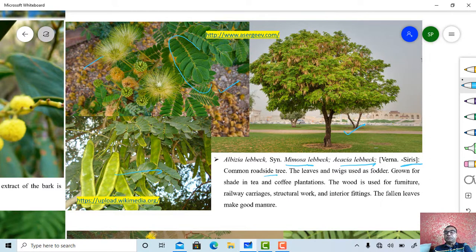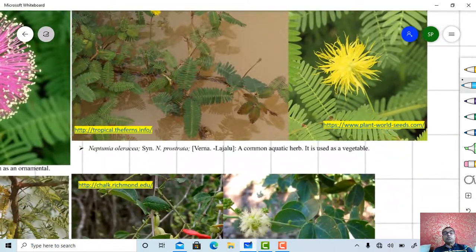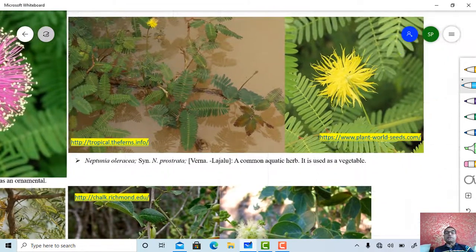Leaves as well as twigs are used as fodder, and this plant can also be grown for shade in tea and coffee plantations. Wood is of best quality and therefore used for furniture, railway carriages, structural work, as well as interior fittings. The fallen leaves make good manure. Next plant is Neptunia oleracea or Neptunia prostrata.